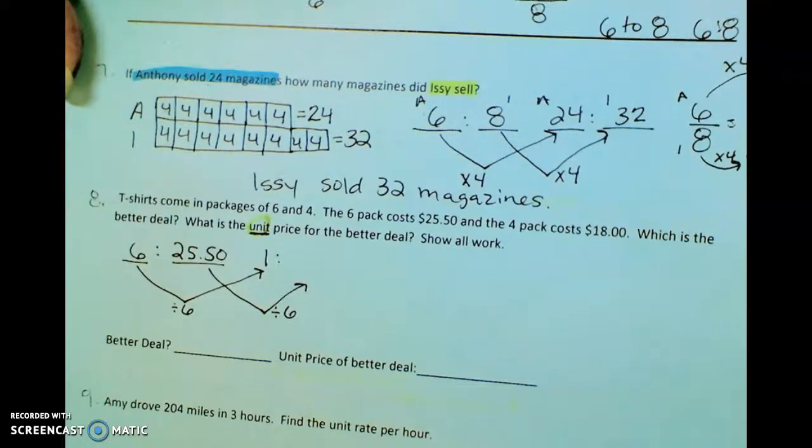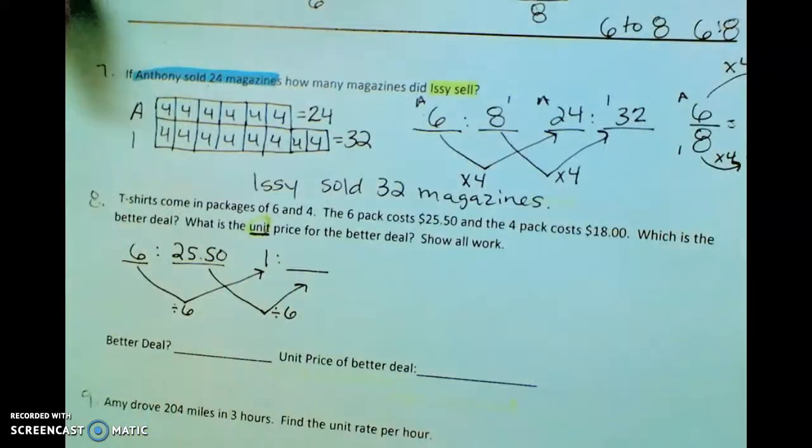My video is going to run out here, so I'm going to end this one, and you can pick up on video 2 after you finish solving what $25.50 divided by 6 is.